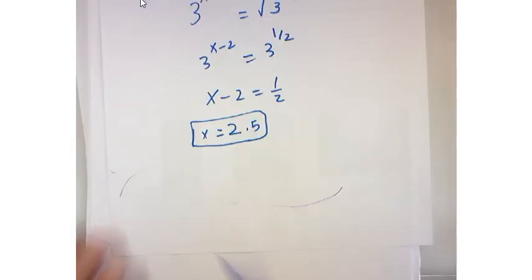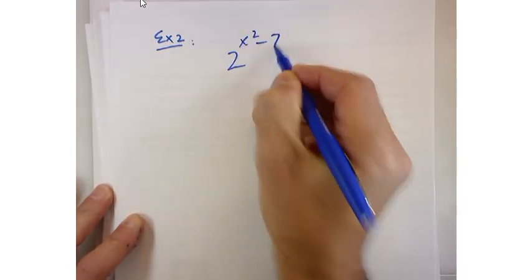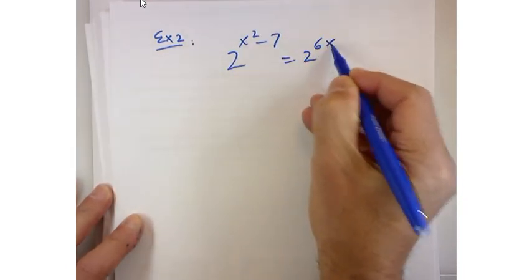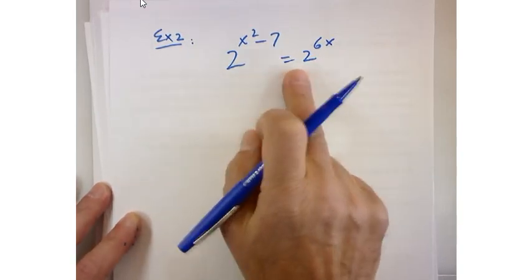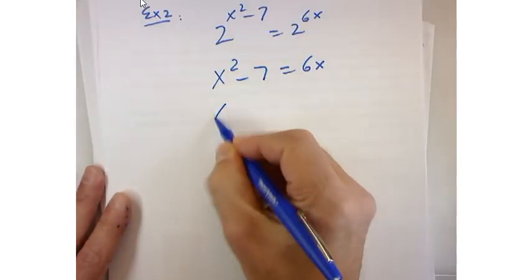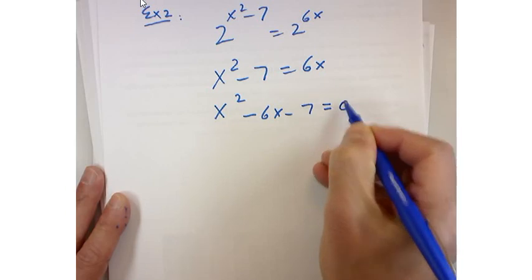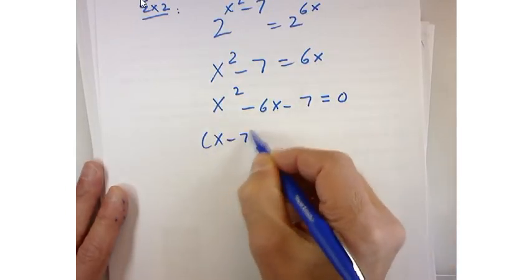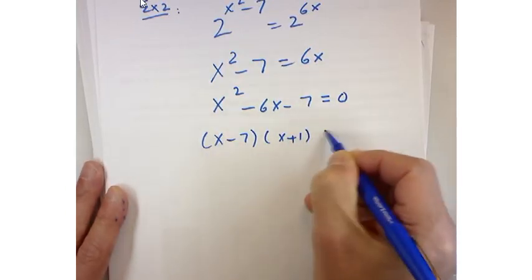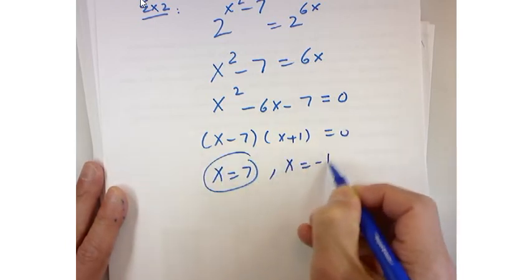Okay, another example. 2 to the x squared minus 7 equals 2 to the 6x. You can see the bases are already the same, so we can drop them. This time we get a quadratic equation. We set it equal to 0, put it in order and factor it. Luckily it factors. x minus 7, x plus 1 equals 0, so we get two solutions, 7 and -1.